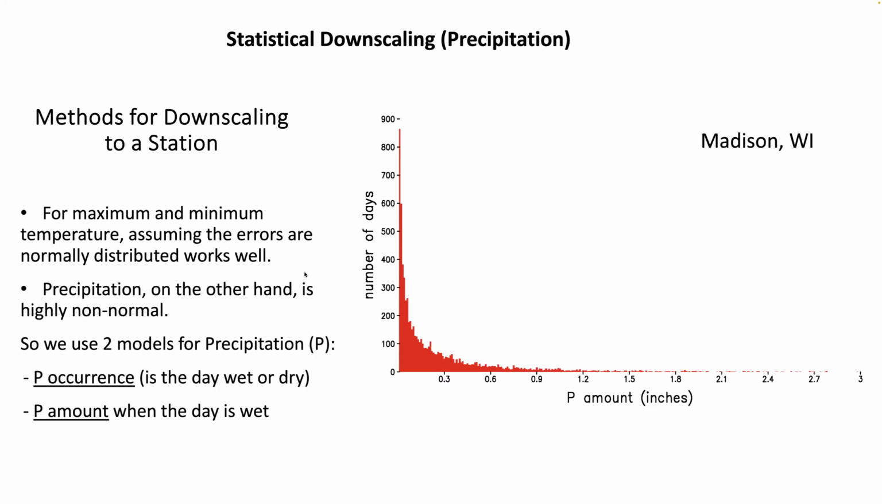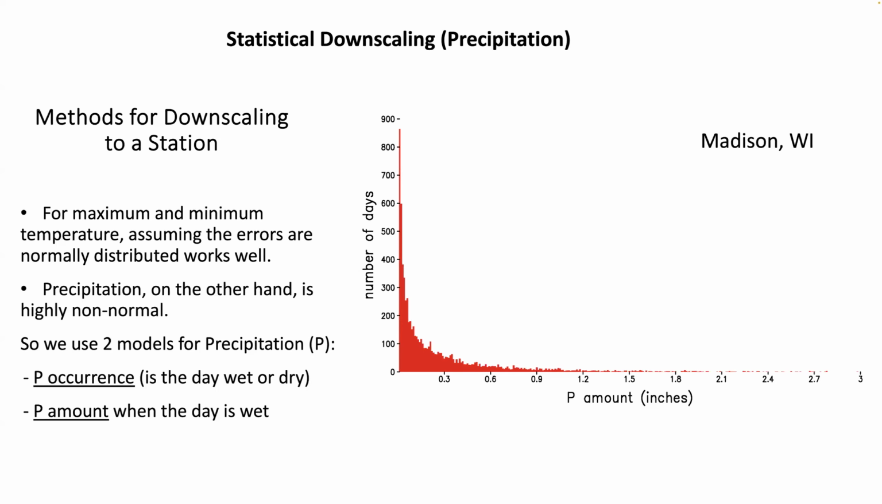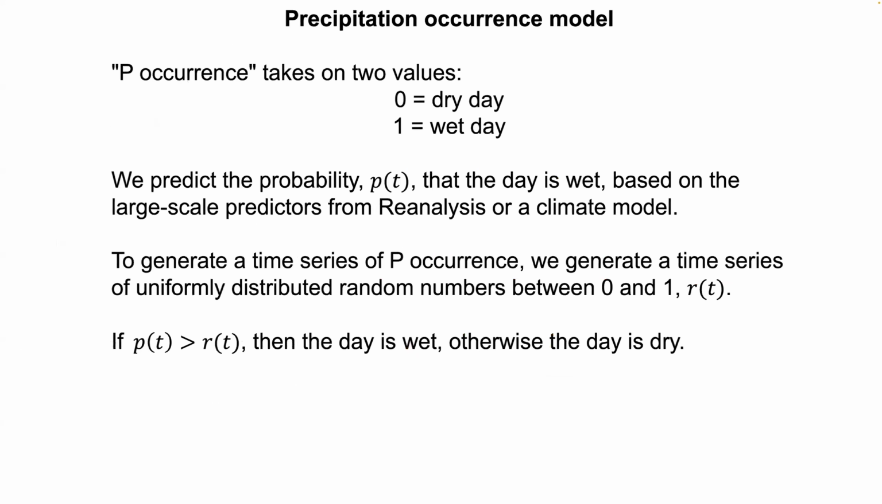And so the way that Dave treats this is to do a two-step procedure. The first step is to create a model for precipitation occurrence. Simply put, is the day wet or dry? The second step is to calculate the precipitation amount if the day is wet. And the probabilities of these, the amounts, are determined from these large scale predictors I'll describe next.